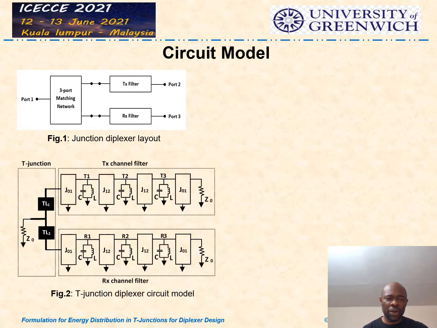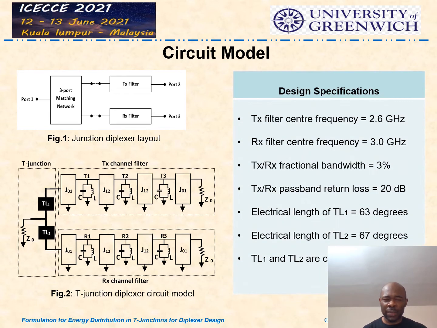This is our circuit model. If you look closely, we see that we've designed a three-pole filter, T1, T2, T3, for the transmit side, and we also have a three-pole filter for the receive side. And then here we'll have a T junction, which is basically the focus of this investigation. The TL1 and the TL2, we'll be looking at how we can calculate that to achieve the actual microstrip diplexer. Now, these are the parameters that we considered in our research.